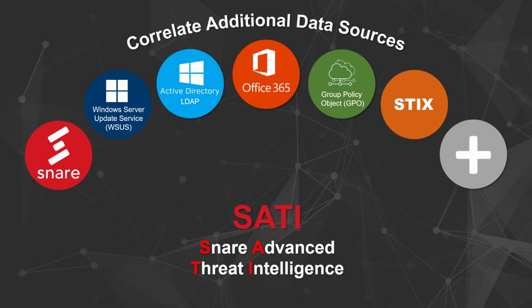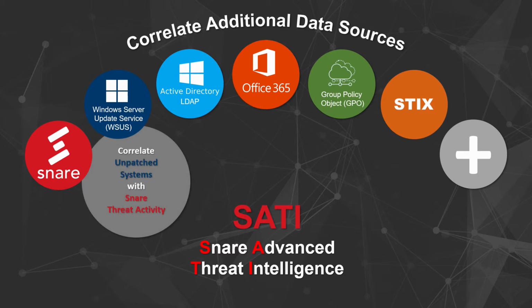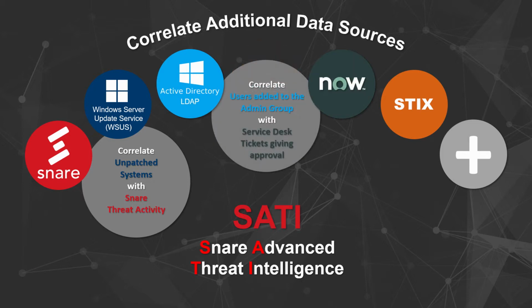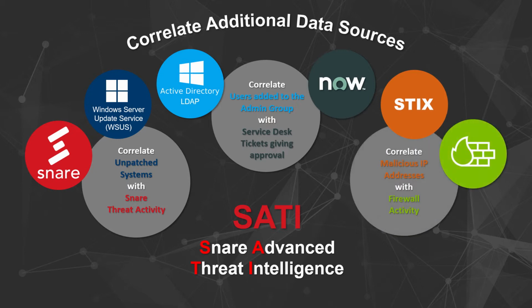To give you an example, SATI can correlate unpatched systems with Snare threat activity to see if any vulnerabilities are being exploited. SATI can also correlate users added to the admin group with service desk tickets which actually give approval for that to happen. SATI can also correlate malicious IP address information from, say, a STIX data source with firewall activity to provide insight around users who may be being exploited online.